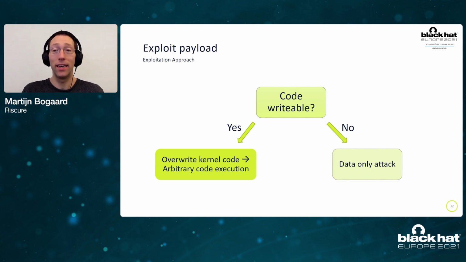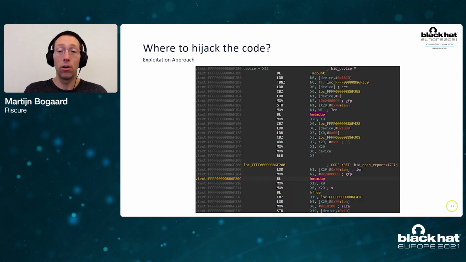But one of the main questions here is, where are we going to hijack the kernel code and get code execution? Naturally, for us, one of the logical locations to take control would be as close as possible to where our payload is written to memory. This is the assembly code of the HID open report function, and we see the two memcpy calls inside the code. We want our payload to start executing as close as possible after the second memcpy, because this is the function that is going to write our payload to memory.